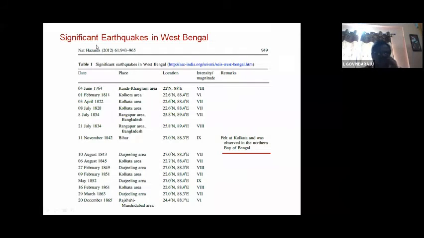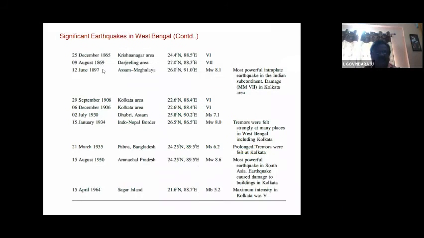So these are all significant earthquakes in West Bengal, right from 1764. See here, the major earthquake that occurred in Bihar in 1842 was felt at Kolkata and was observed in the North Bay of Bengal. And I listed the major and significant earthquakes in West Bengal over a period of time. Please note this is the database from where I collected the significant earthquakes.